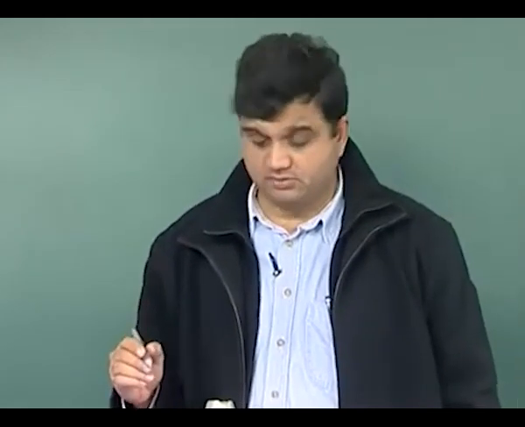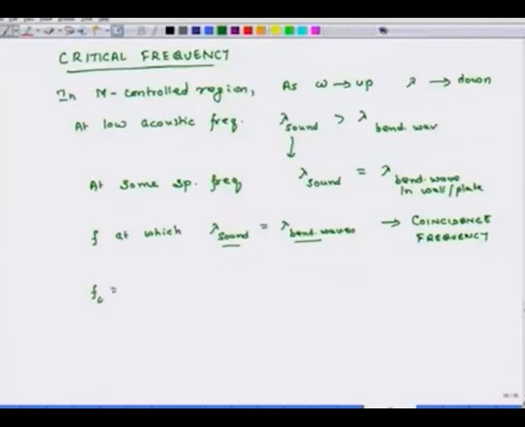So, now I will give a relation for this critical frequency. Fc is the coincidence frequency, and this is for a plate; there is a mathematical relation for this. Remember, lowercase c is the velocity of sound in air. So, it is the square root of 3 times c squared divided by pi times C_L, a constant, times h.